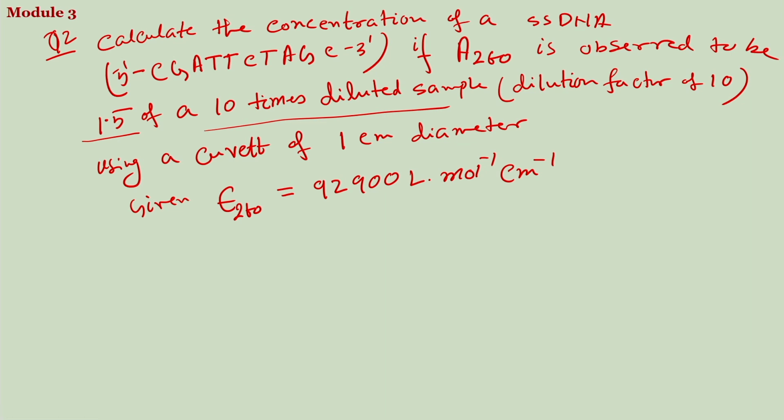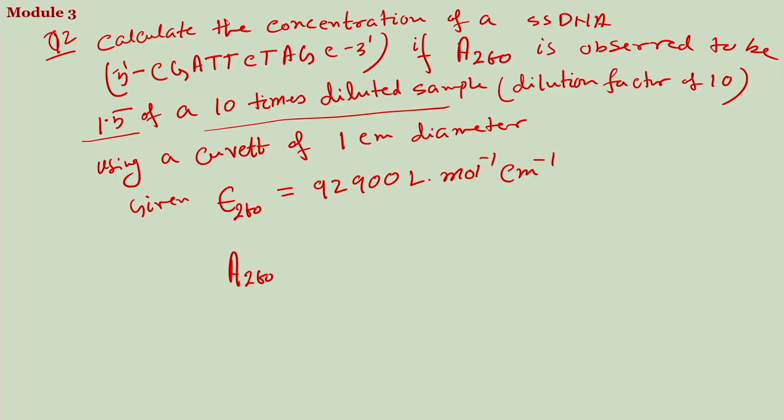The epsilon value is given. So, the question is what is the concentration of the mother single stranded DNA. So, basically you have to calculate the concentration, and in order to calculate the concentration, what is the basic equation? Beer-Lambert law, that is absorbance at 260 is equal to epsilon C L.